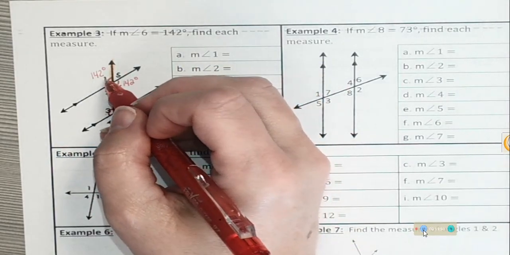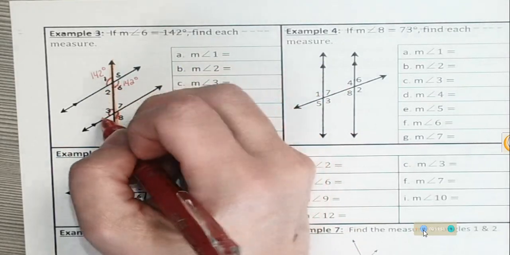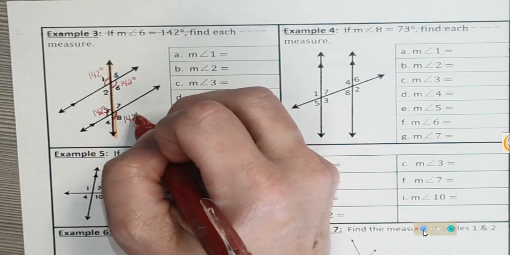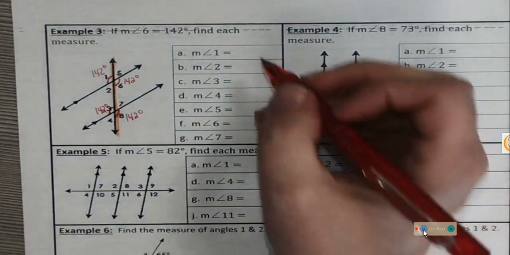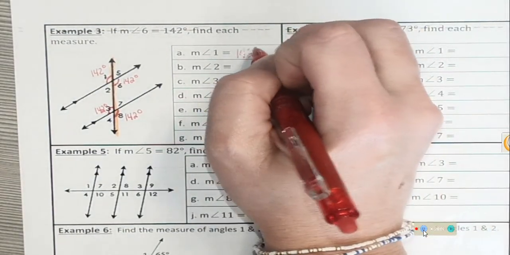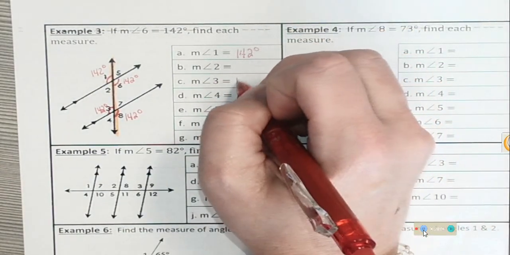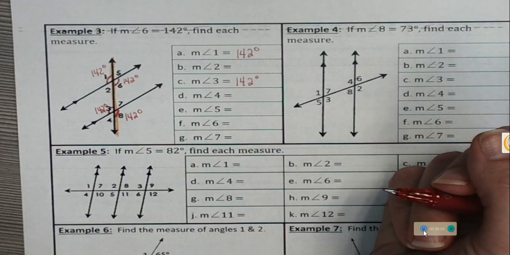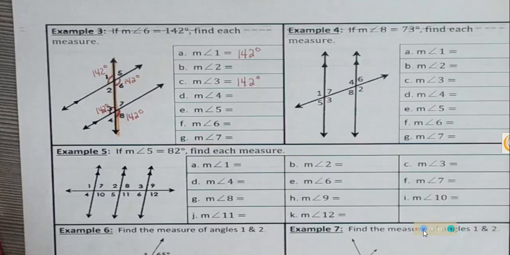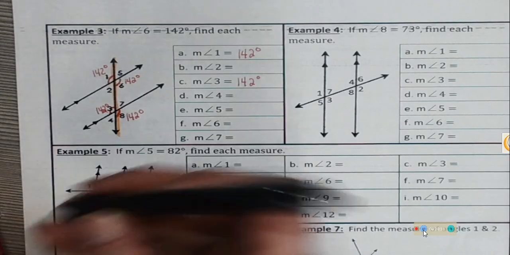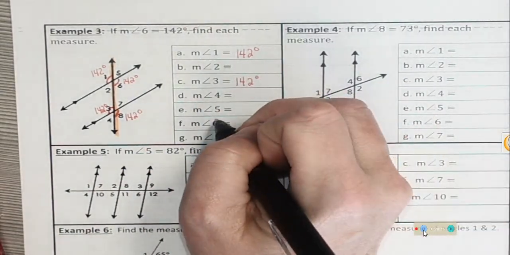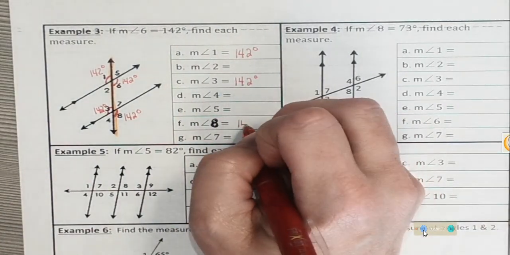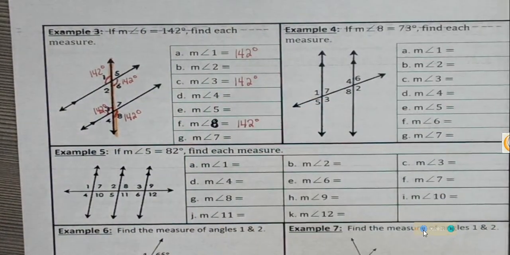All right. And if 1 is 142, 6 is 142, what's 3? 142, and that makes 8, 142. So immediately, angle 1 is 142 degrees. Angle 3 is 142 degrees, and angle 8, which apparently I did not change. Let's make 6. We've already got 6. Let's turn this into an 8. Okay. That's going to be 142 degrees.